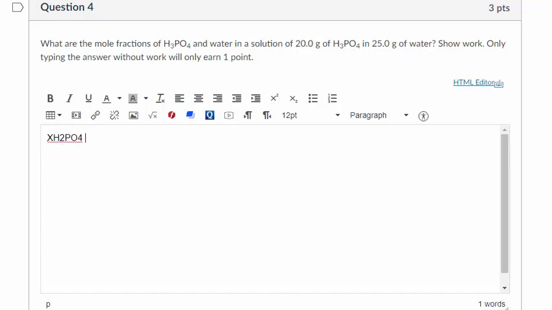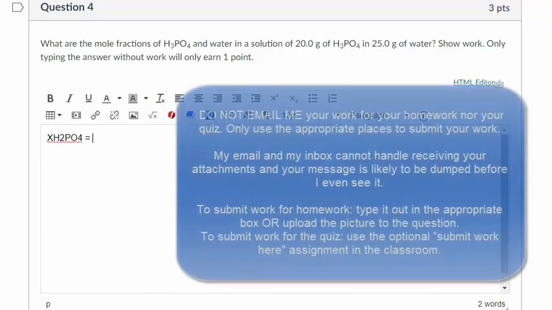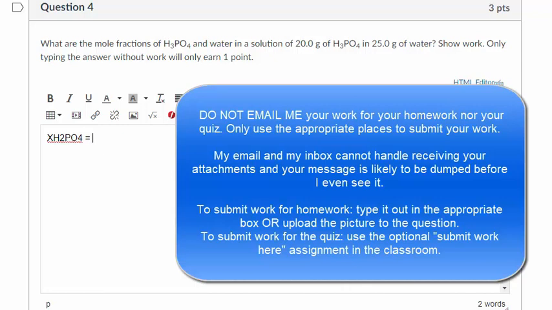Now, to enter into the homework, what I would expect to see is the mole fraction of H3PO4 is equal to, what did I have? 0.128. And the mole fraction of water is equal to 0.872. Now, use the editor here and take this, well, I put a 2. Take the acid and drop it into the subscript. Use the editor to your advantage.